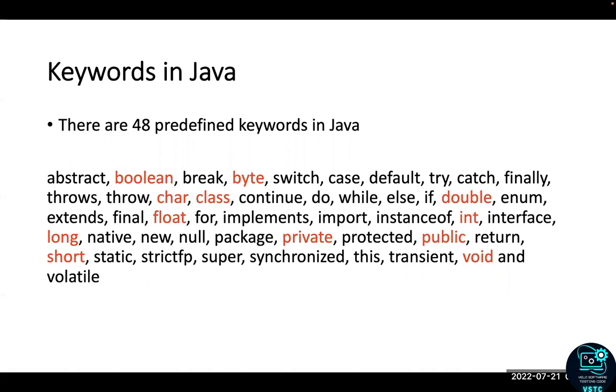So keywords are nothing but the predefined words which have a particular meaning. If I say Boolean, it has a specific meaning. If I say byte, it has a specific meaning. If it is abstract, it has a certain meaning. So they have predefined meanings which Java has defined. Each and every keyword has its own specific meaning. So we'll discuss them one by one. Don't worry.